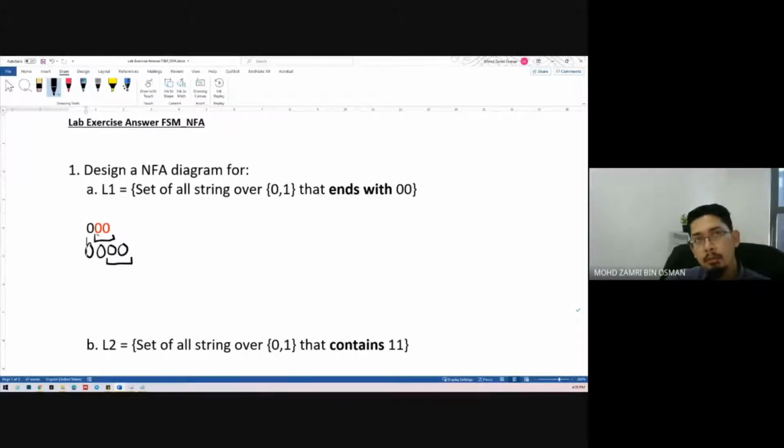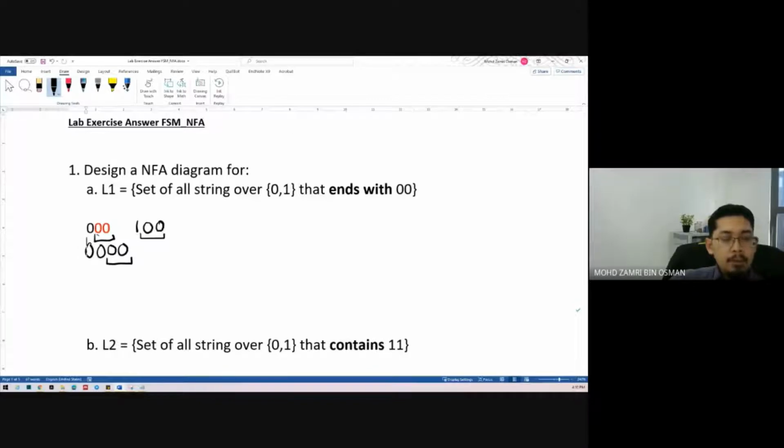What are the strings that we can imagine? Let's say, for example, we want to start 1, 0, 0, something like that. And this one is also accepted because the end of the last two strings here is 0, 0.